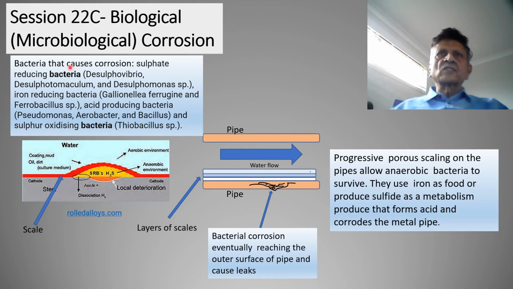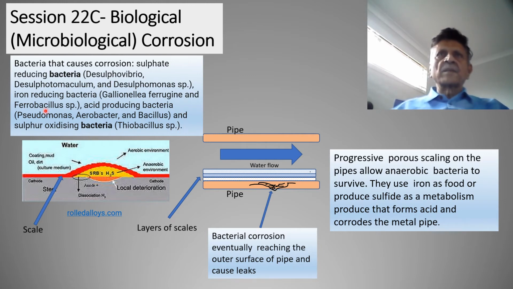The bacteria that cause the corrosion are, for example, Desulfovibrio, Desulfotomaculum, or Desulfomonas, iron-reducing bacteria, Gallionella, ferrugin, and ferrobacillus. These are the acid-producing bacteria such as Pseudomonas, Aerobacters, and Bacillus, and sulfur-oxidizing bacteria, Thiobacillus.